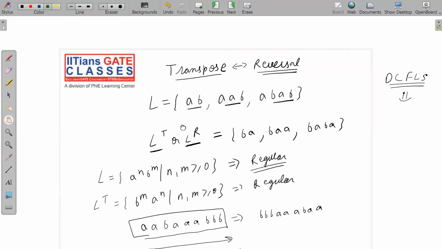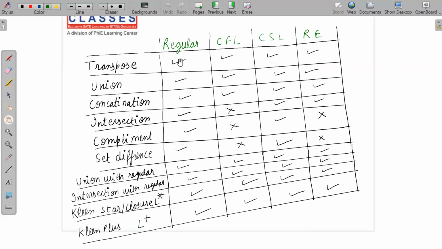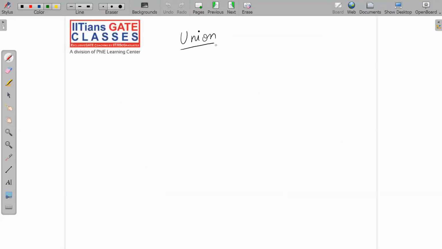Okay. So this is all about transpose operation, and I have already told you that all types of languages are closed under transpose operation. Okay. Next is union operation. Let's jump to union operation. Union means what? See, when can I say L is equal to L1 union L2? Two languages, L1 and L2. L1 union L2 is L. This means L will consist of all those strings W such that W belongs to L1 or W belongs to L2. Okay. This is the very simple definition of union.